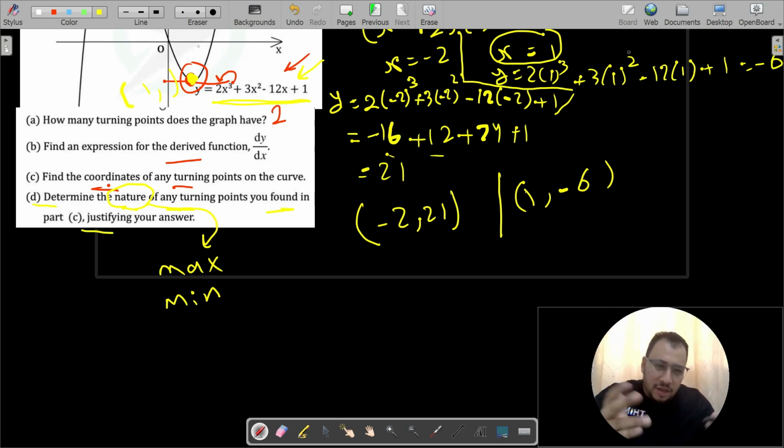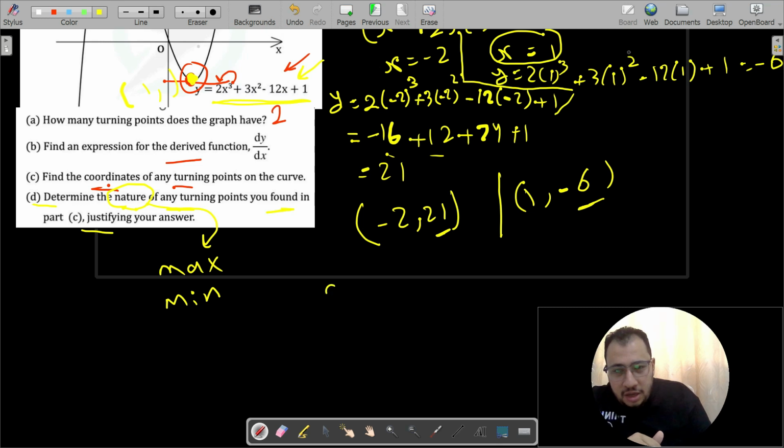Actually, by just looking, if y is 21, which means y is high, this is the maximum. Y here is negative 6, so y is low, this is the minimum. But it cannot be considered a proper justification. So what are we going to do? Pay attention to this.